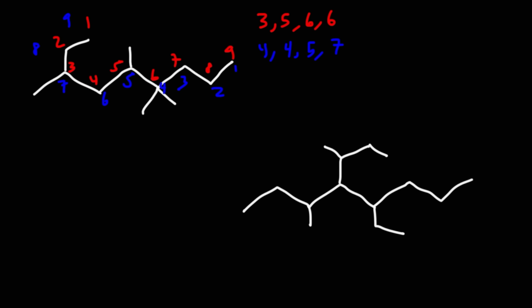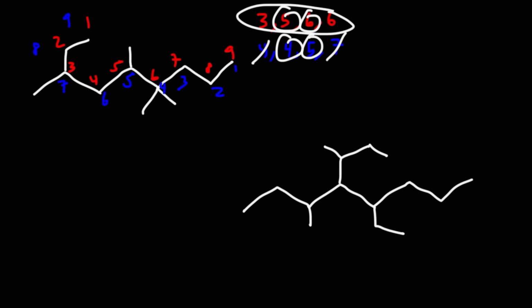Now looking at the first substituent, 3 beats 4. Now this 5 is higher than a 4, this 6 is higher than a 5, but this 6 beats the 7. So overall, we want the first number to be the lowest number. So this is going to be better, 3, 5, 6, 6 instead of 4, 4, 5, 7.